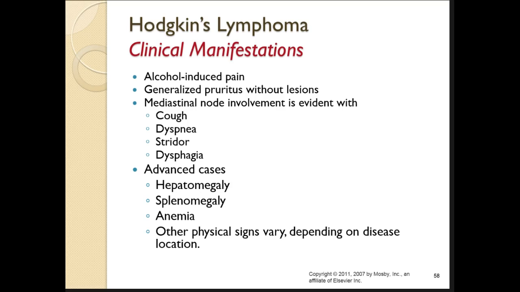For example, intrathoracic involvement may lead to superior vena cava syndrome. Enlarged retroperitoneal nodes may cause palpable abdominal masses or interfere with renal function. Jaundice may occur from liver involvement. Spinal cord compression leading to paraplegia may occur with extradural involvement, and bone pain occurs as a result of bone involvement.